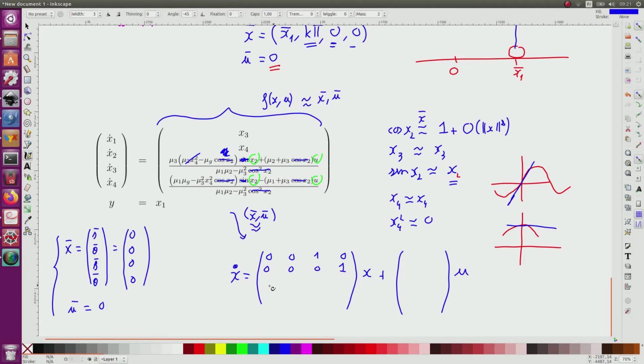And then after, I will have 0, minus mu 3 mu j due to this, divided by mu1 mu2 minus mu3 square, 0, 0. And for the last line, also I have a component with respect to x2, so I will have mu1 mu j divided by, again, mu1 mu2 minus mu3 square, 0, 0. And for the component with respect to u, I will have here mu2 plus mu3.